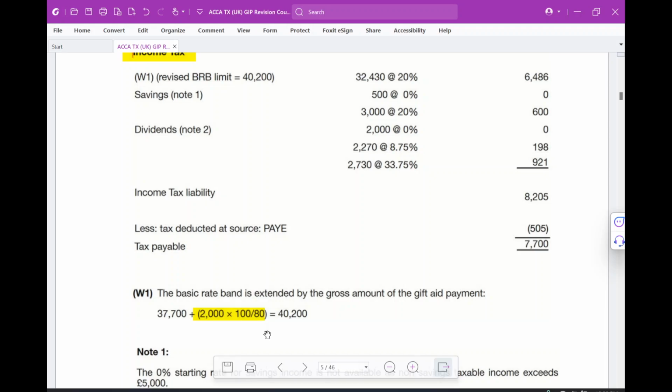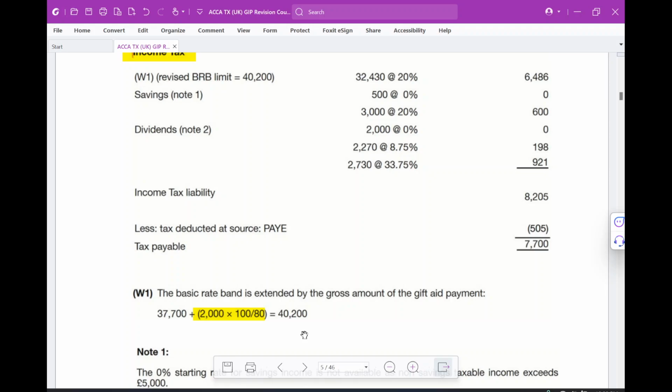Because what they're saying, in effect, is for this individual, the tax relief is given at source at the basic rate. So when Kate pays out a gift aid payment, one of the other benefits to her is that, in effect, the amount is gross, but she only pays net. So she pays under deduction of 20%. That is why within her income tax computation, it is grossed up and added to the basic rate band.